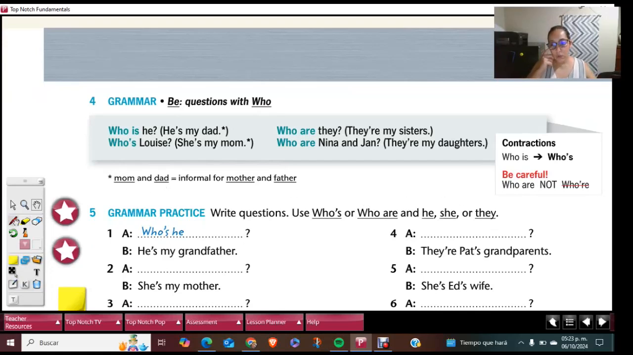Okay, we can use the informal way to refer to grandmother. We can say grandmom or granddad, and for mother and father, we can say mom and dad.